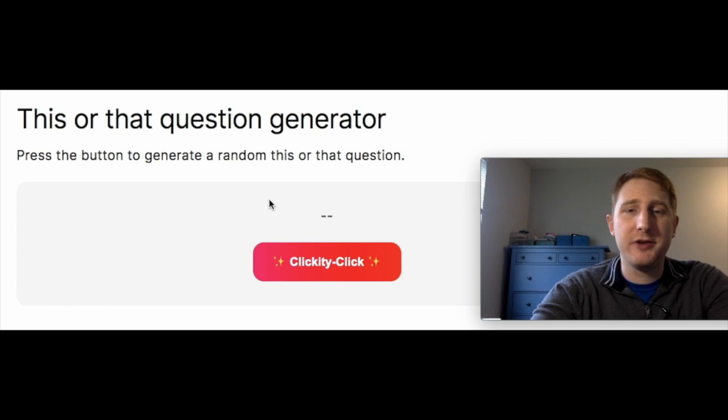Press the button to generate a random this or that question. Okay, hopefully I don't regret doing these. This could get kind of awkward. Geometry or algebra? Wow, this is really appropriate. I'm going to go algebra. I don't really like geometry that much, and I think a lot of people, when they're studying for the GED, kind of focus more on the algebra than the geometry, although everybody's different, but I'm going to go algebra.